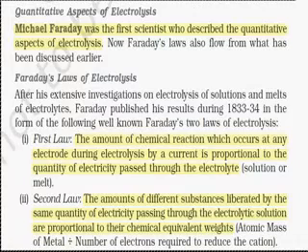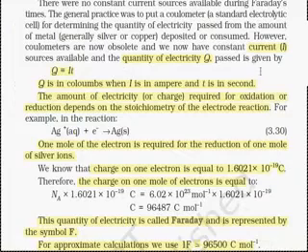Suppose W is the mass of product obtained and EQ is the equivalent weight of the product, then W is directly proportional to EQ. If I is the current and Q is the quantity of electricity passed, then Q is equal to IT. This is what you have to remember for numericals. Q is in coulombs, I is in ampere and T is in seconds, where T is the time. The amount of electricity or charge required for oxidation or reduction depends on the stoichiometry of the electrode reaction.